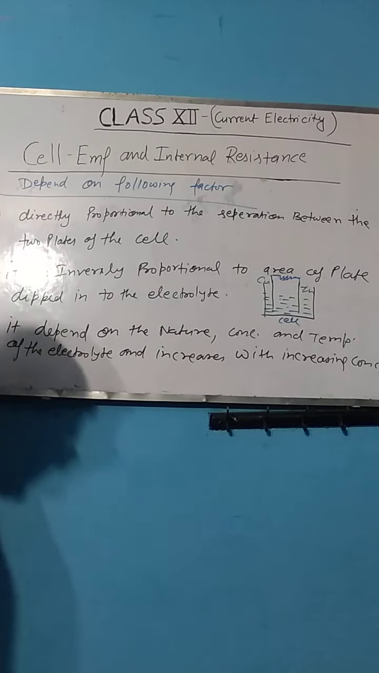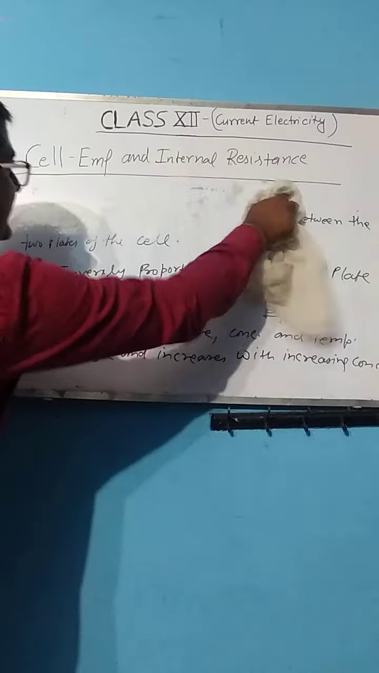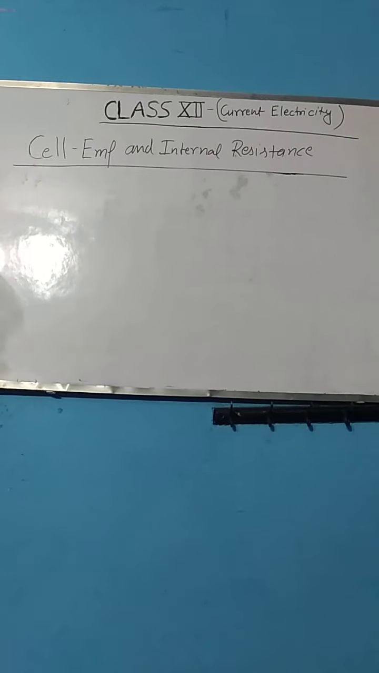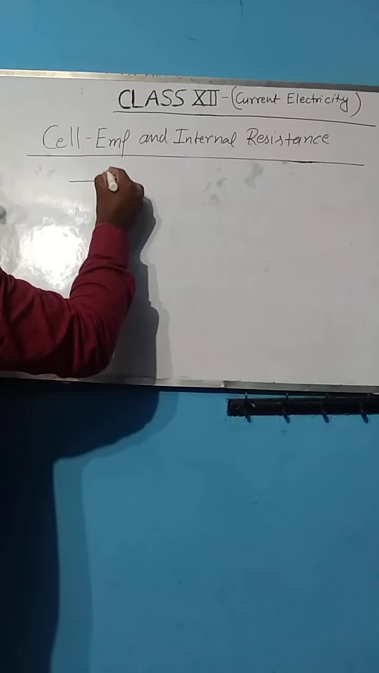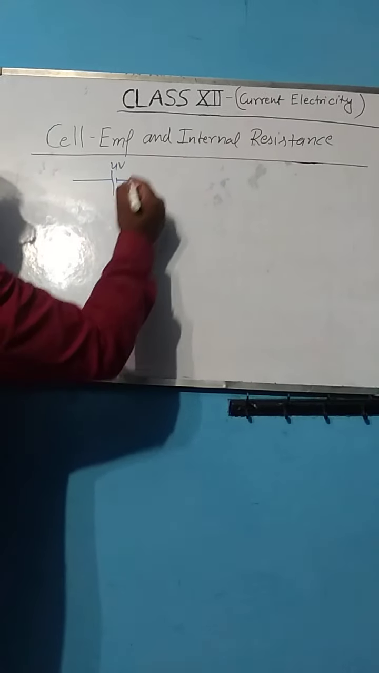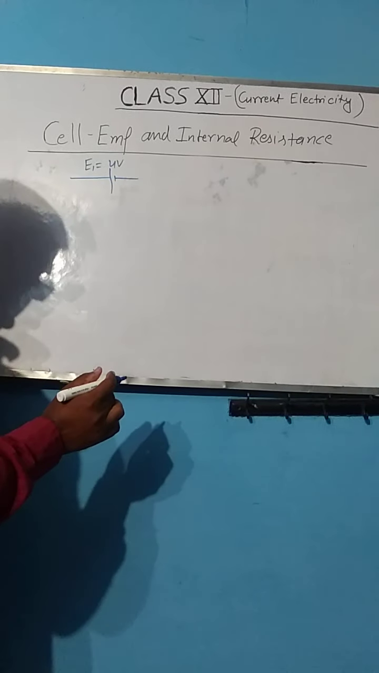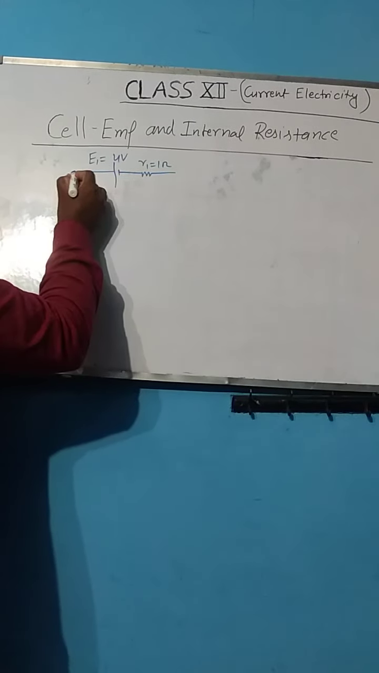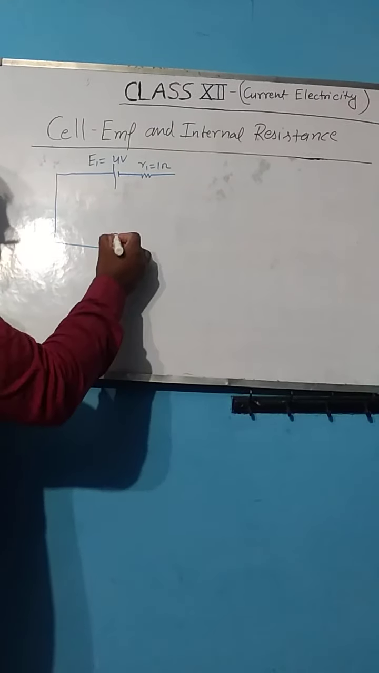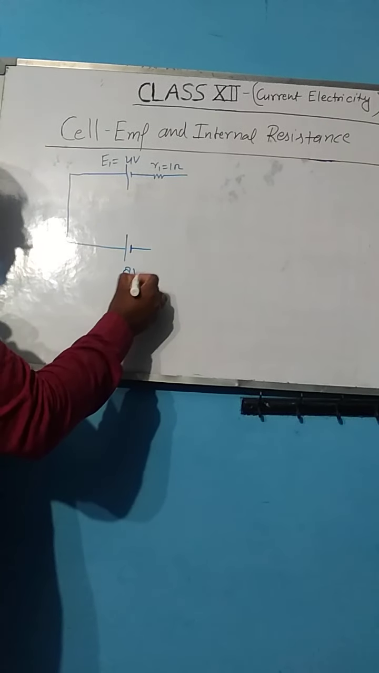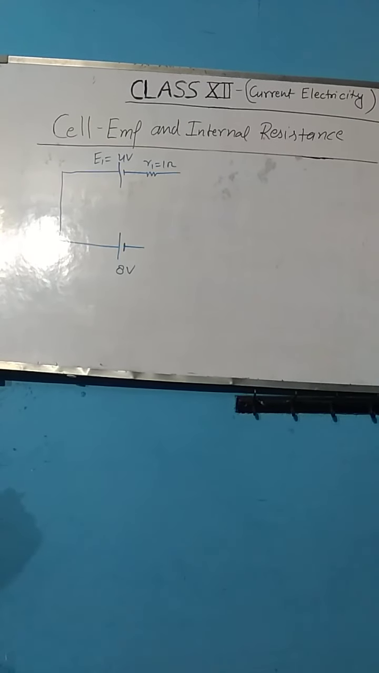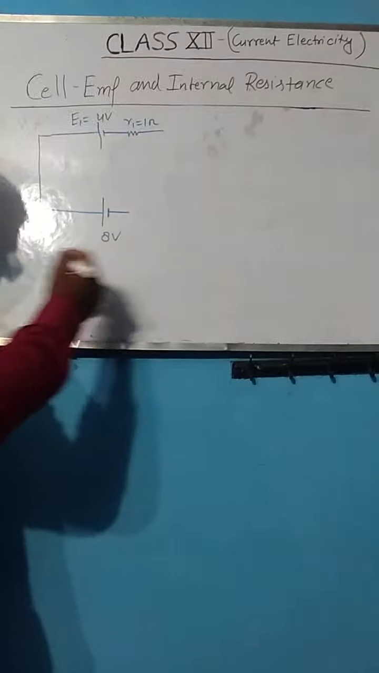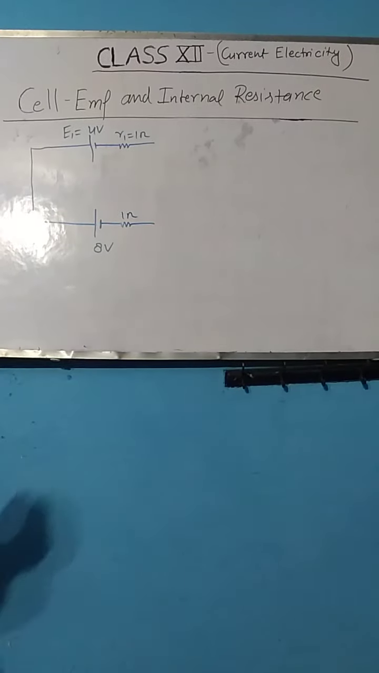Before this, we have to take one example, then I will go for the cell in series. So we have to take one numerical on E, V, and R. We take one cell of 4 volt, and R1 equal to 1 ohm, and the second is given as 8 volt, and its value is given by 1 ohm also.